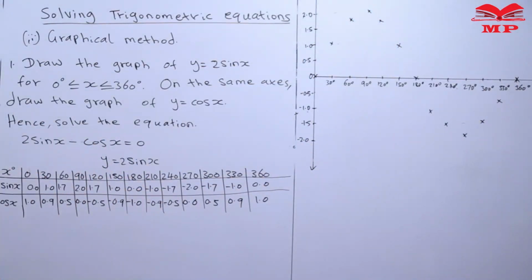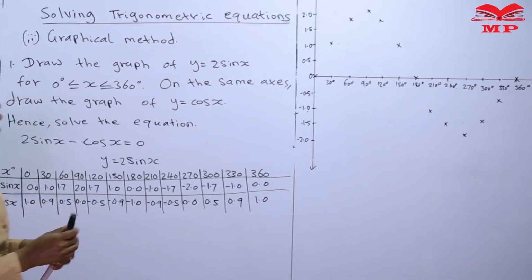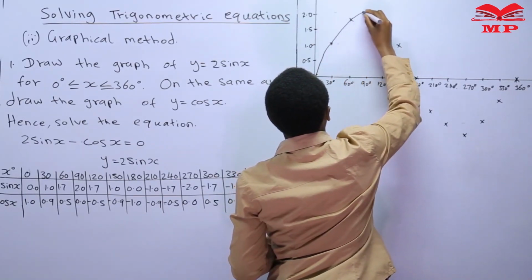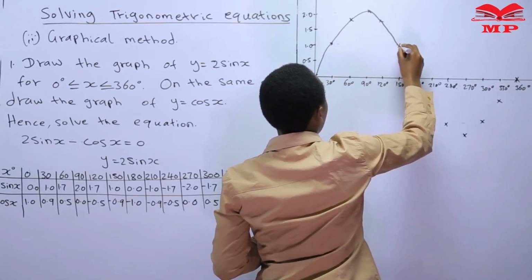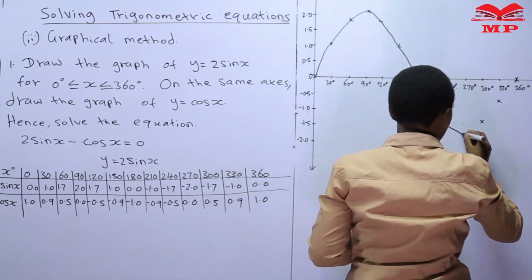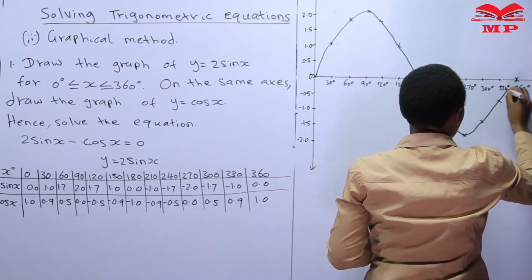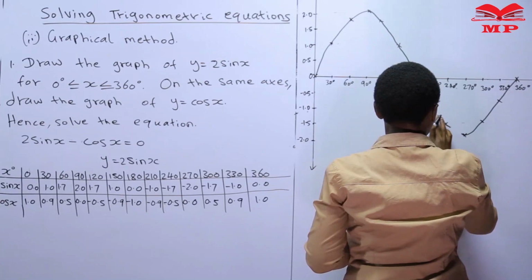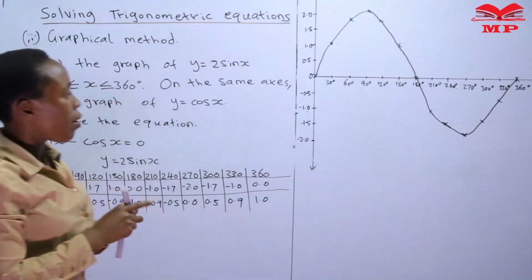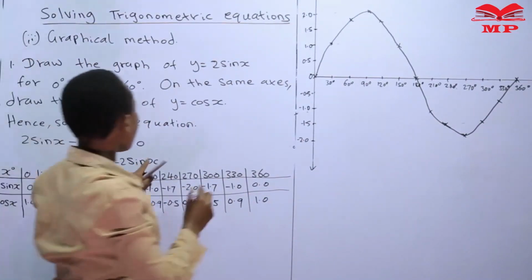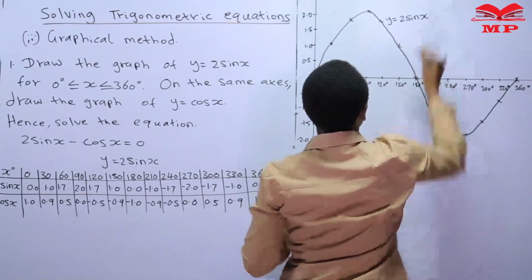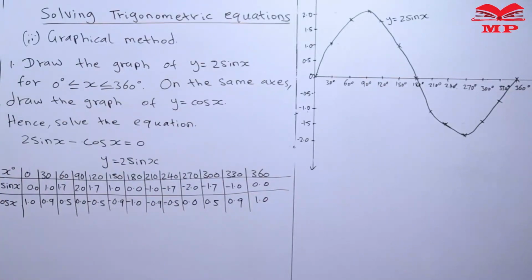Then we need now to plot that. So we are going to have the following. This is our curve. This is the wave that we are going to obtain. This should be a smooth one. In case you see that it's not smooth, know that there is somewhere where there is a mistake. So after that, we name it. Our y is equal to 2 sine x. Then we move ahead and plot the other one.